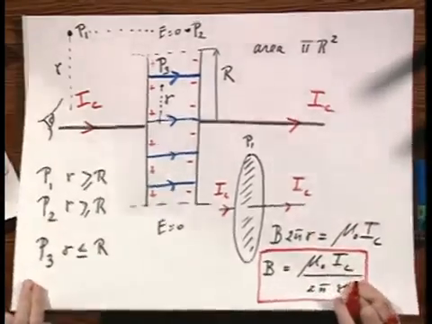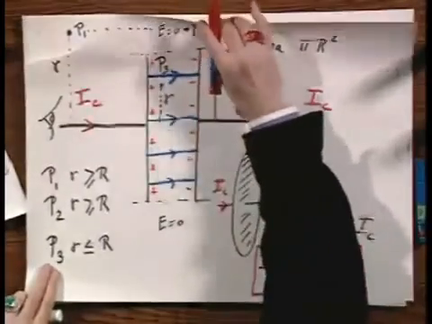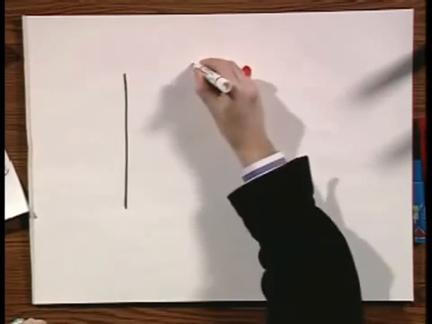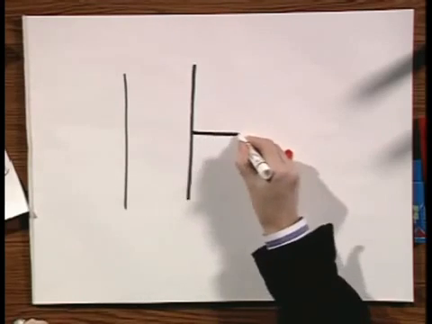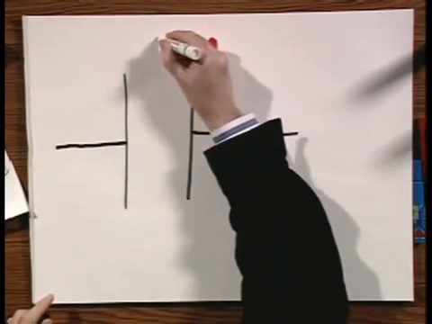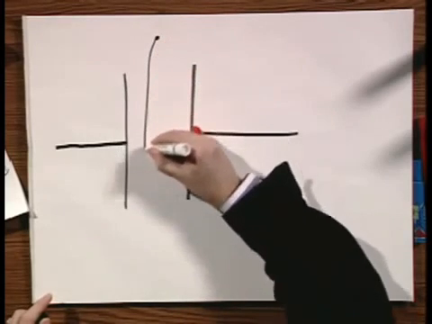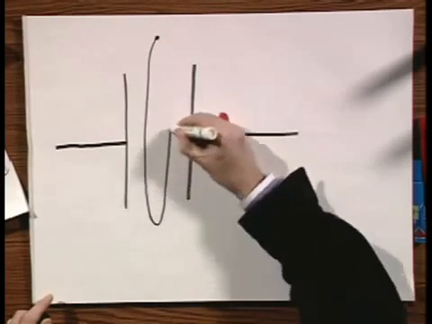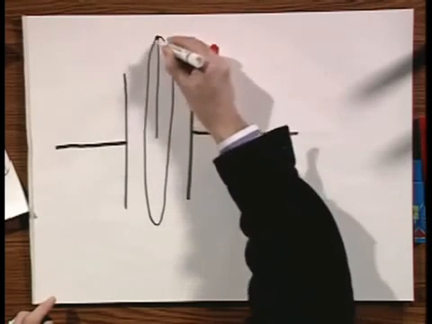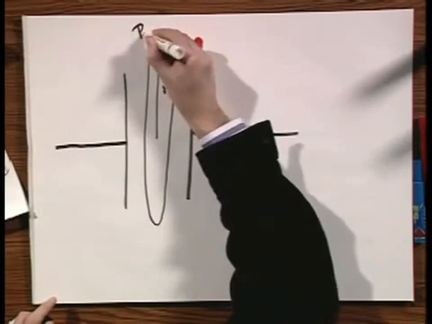Now let's go to point P2. With point P2, I'm going to make exactly the same drawing. I will have here the capacitor plates. Here are the current wires. Here is point P2. Again, I'm going to make a concentric circle, and the radius here is R. This is point P2.